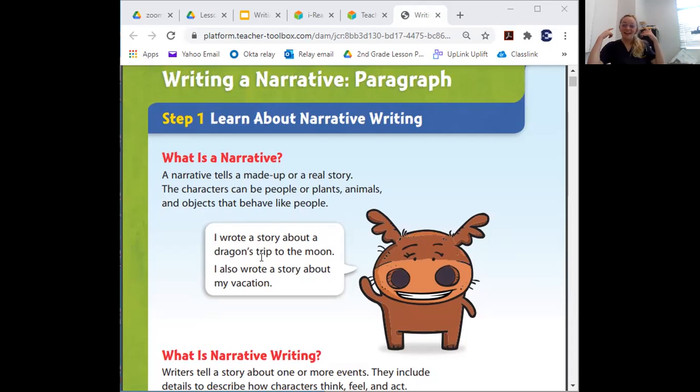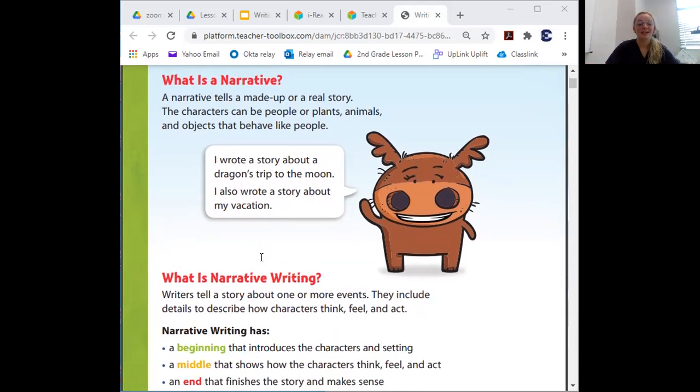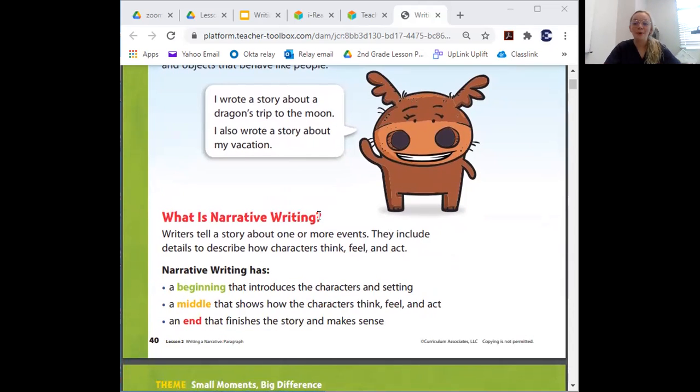All right, so now that you've started brainstorming some fiction and nonfiction, let's look at the components or the parts of narrative writing. So right here it says, what is narrative writing? Writers tell a story about one or more events. They include details to describe how characters think, feel, and act. Narrative writing has a beginning that introduces the characters and setting, a middle that shows how the characters think, feel, and act, and an end that finishes the story and makes sense.